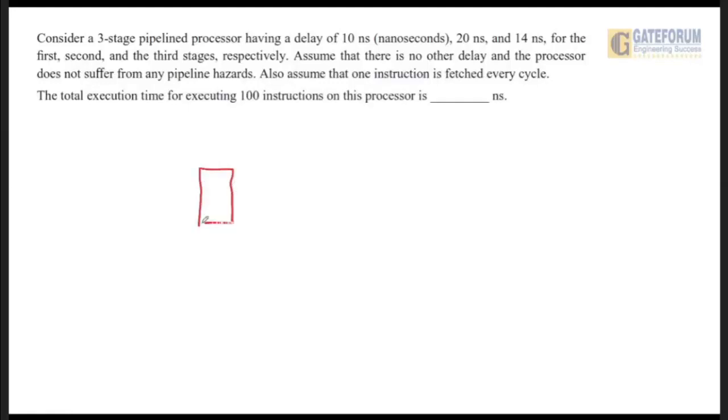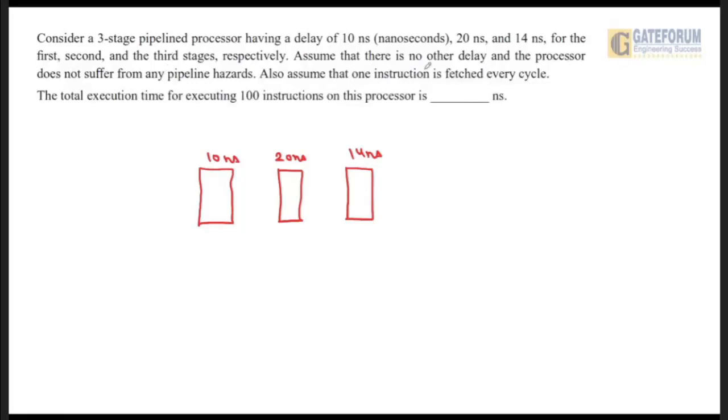This is stage 1, this is stage 2, and this is stage 3. The three-stage pipeline processor has a delay of 10 nanoseconds. Whenever any instruction comes here to execute, it takes 10 nanoseconds. This stage takes 20 nanoseconds and this stage takes 14 nanoseconds.